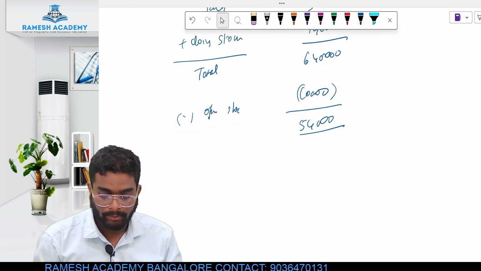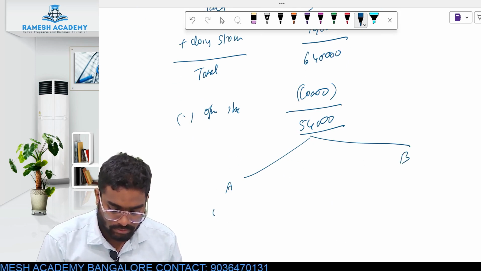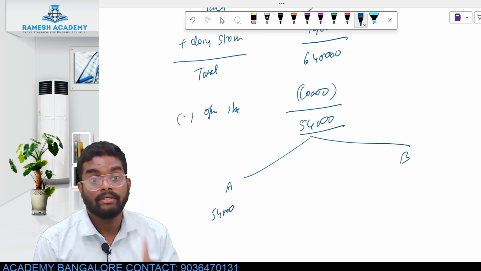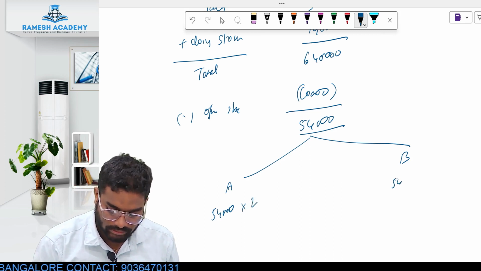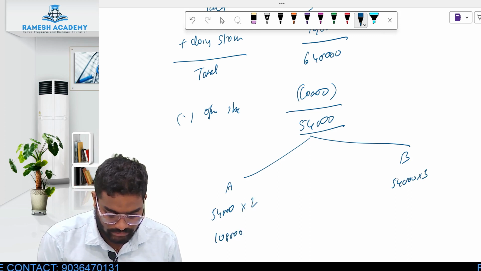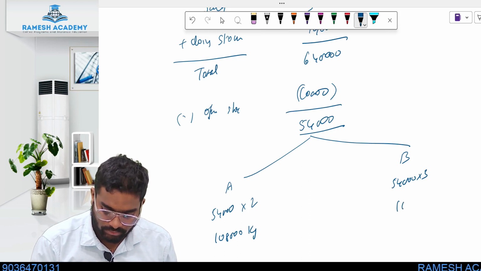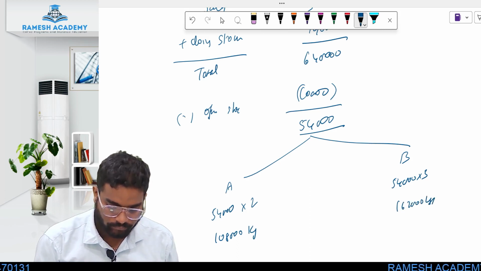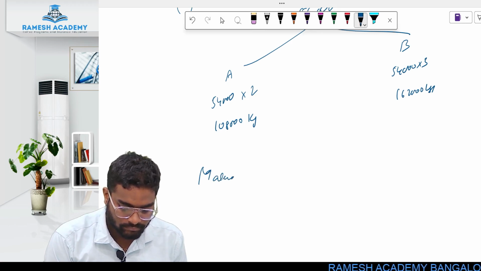Okay, but there is a twist here because they require two materials, A and B. So A, for 1 unit of output they require 2 kgs of A, so it is 2. Here it is 3. Here, so it will be 108 kgs. Here it will be 54 into 3, which is 1,62,000 kgs. So now material purchase budget, simple.